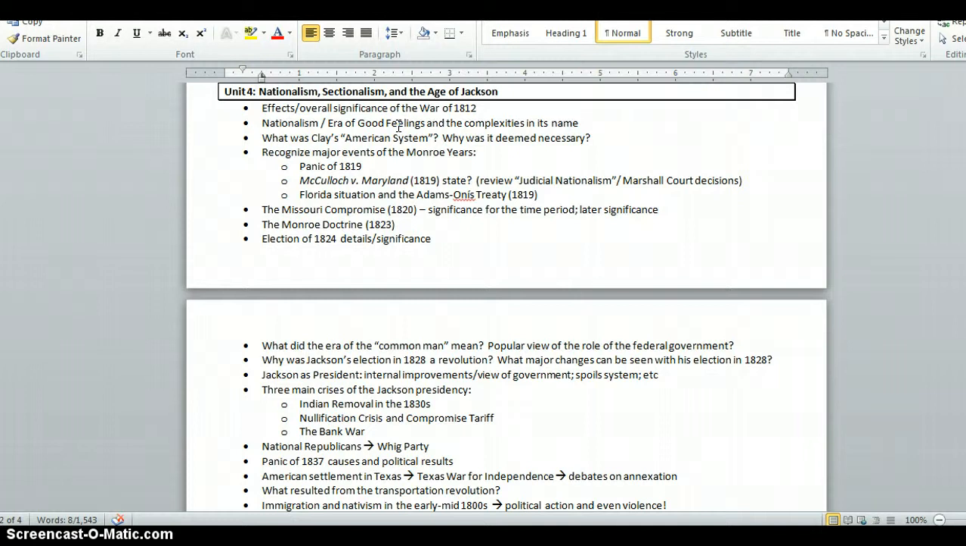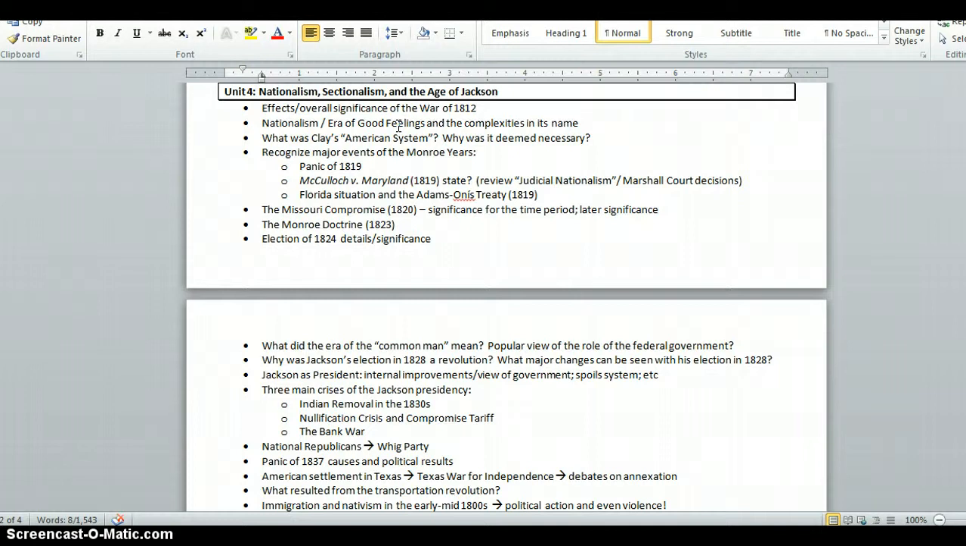It's also important to review major events of the Monroe years. The Panic of 1819 was caused by over-speculation of frontier lands. In McCulloch v. Maryland, the Supreme Court strengthened the role of the federal government over the states and the economies, and also, of course, declared that the Bank of the United States was constitutional. That's something that Andrew Jackson will have something to say about.